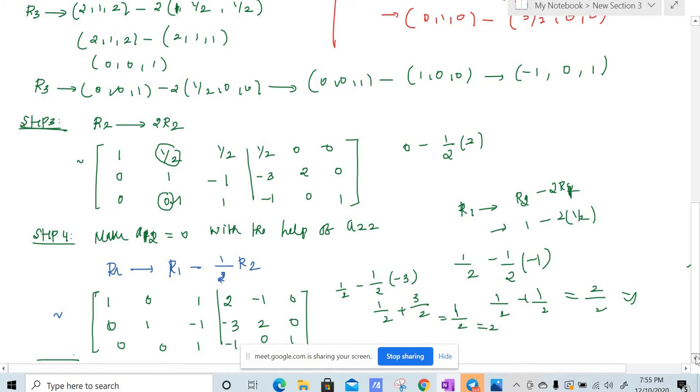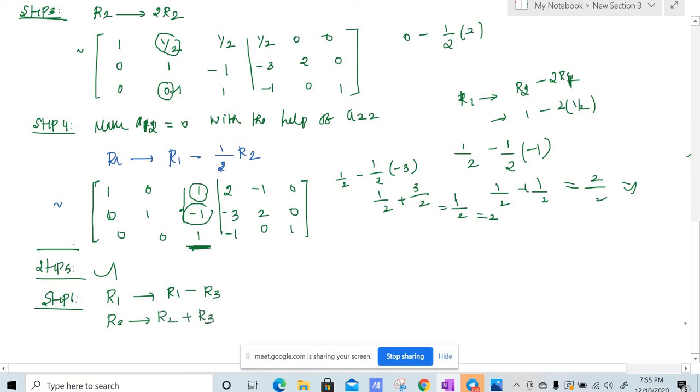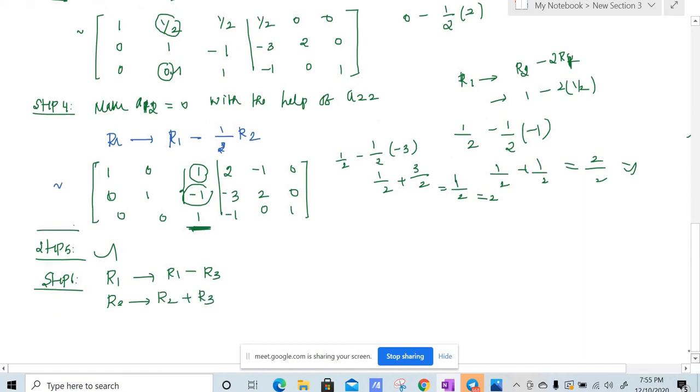Now we'll move on to step 5. Step 5 we don't need to do, because it is already 1. So step 6, we need to make this element 0 with the help of this element. So we can easily do R1 is equal to R1 minus R3. We need to make these two elements 0 with the help of this element only, right? So R2 is equal to R2 plus R3. So when I use this transformation, this is the last step.